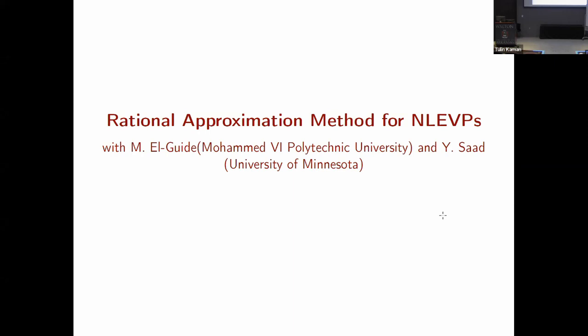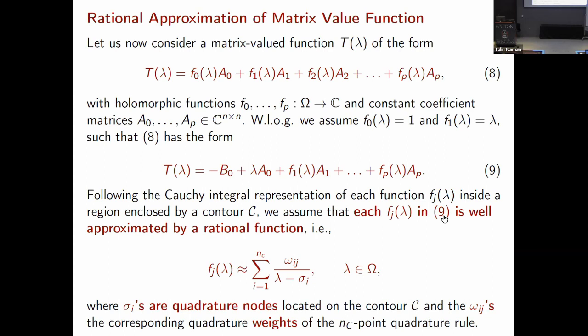Yusuf, myself, and Yusuf's former postdoc, who is now a faculty in Morocco, Mohammed, worked on the rational approximation method for nonlinear eigenvalue problems. The goal here was that, as I mentioned, in general, a nonlinear eigenvalue problem can have this form, and you have all those coefficients being functions of lambda, and they can be as exotic as they want. The idea is, can we actually build a different type of linearizations associated with those more general problems?